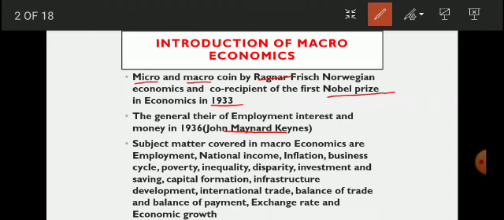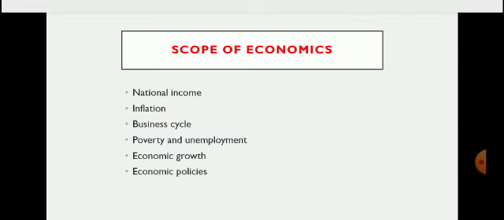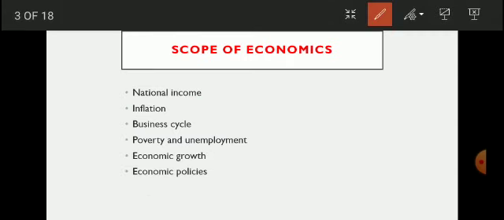The next, General Theory of Employment, Interest, and Money. The book was written by John Maynard Keynes, J.M. Keynes, in the year 1936. Okay. So next, these are the subject matter of macroeconomics. We are going to see them one by one. So the scope of economics: the first subject matter or scope is national income.